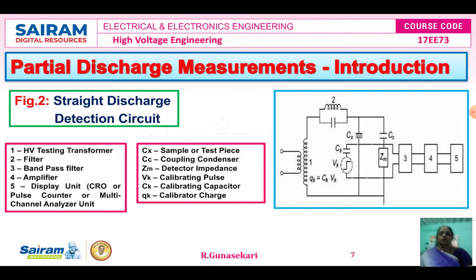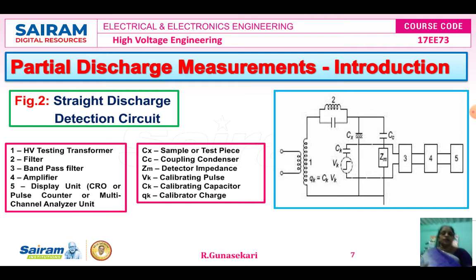Now you see figure 2. Figure 2 represents the straight discharge detection circuit. The circuit consists of a high voltage testing transformer, filter, band pass filter, amplifier, and display unit, that is a CRO, pulse counter, or multi-channel analyzer unit. Any one of these can be used as a display unit. In the circuit diagram, block 1 is the high voltage testing transformer, block 2 is the LC filter circuit, and block 3 is the band pass filter.